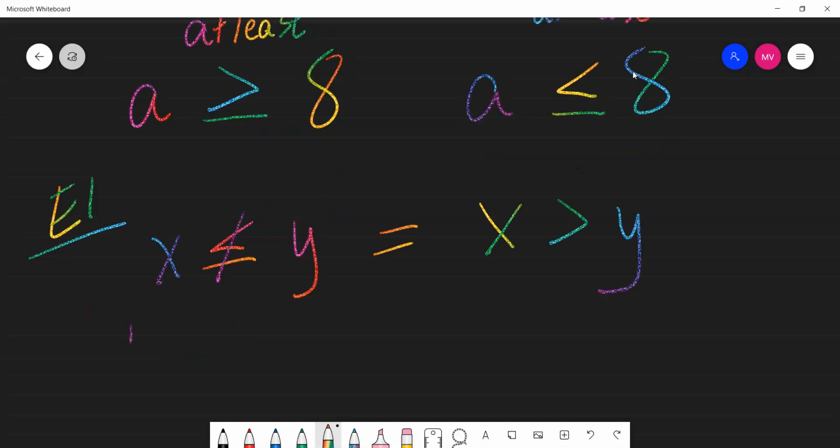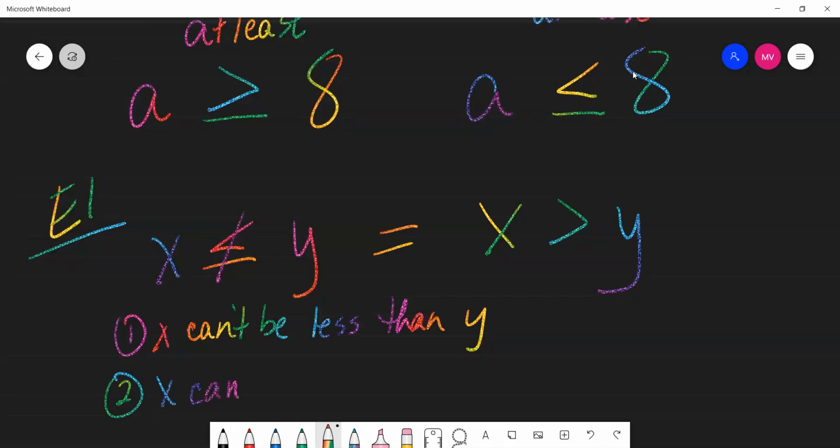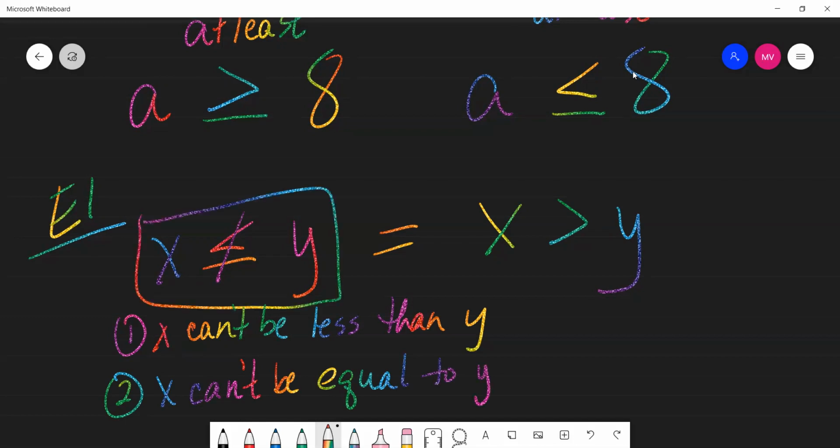Because what you're saying here is first, X can't be less than Y. But you're also saying what? X can't be what? Can't be equal to Y. Right here. That's what this is telling us. So when you're negating it, you're saying it doesn't include the equals and it doesn't include the less than. All right.